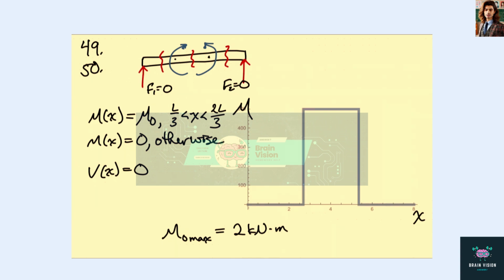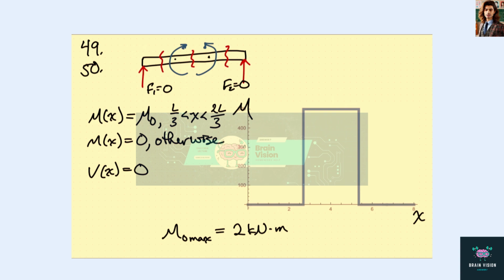So in problem 49, we have L equals 8 and M naught equals 500 Newton meters. So we have 0 jumps up to 500 and then jumps back down to 0. So that's what our moment looks like. And again, we have symmetry about the center as we'd expect from the loading conditions and the boundary conditions.